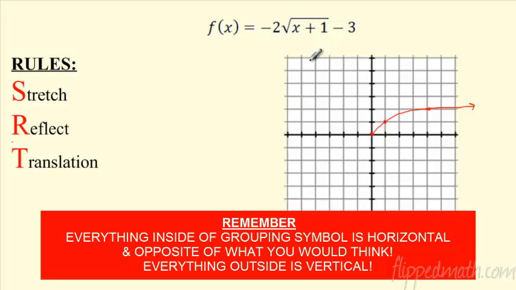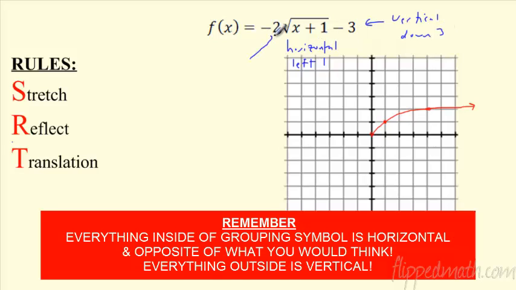So let's start identifying. Remember, inside here would be what? This would be a horizontal shift. And which way are we going? We are actually going to go left 1. Everything in here is opposite of what you think. Then out here on the outside, what is this going to do? This is going to be that vertical shift. Vertical. And where are we going to go? We are going to go down 3.